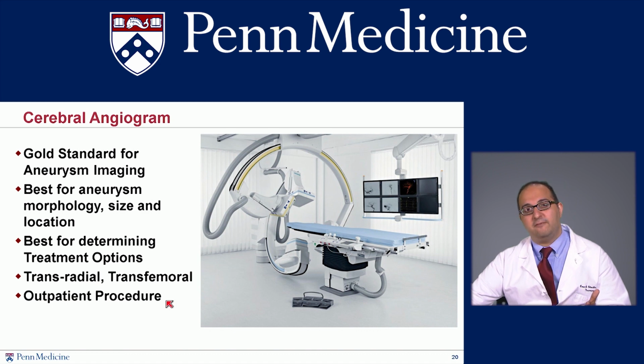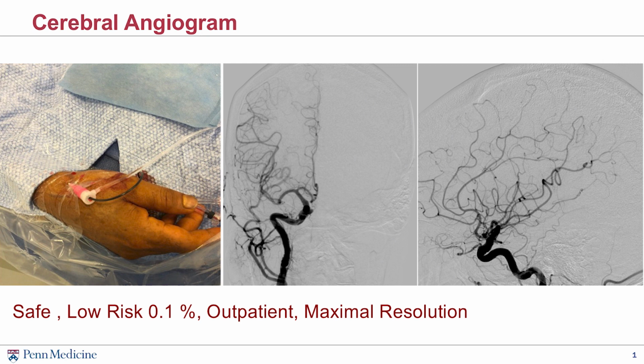Almost 90 to 95% of the cerebral angiograms that I do here in my practice are done from the radial route, from the wrist, and the patients are able to go home within an hour or two after their procedure, and the procedure length is usually around 30 minutes. This is kind of what the patients have to expect.